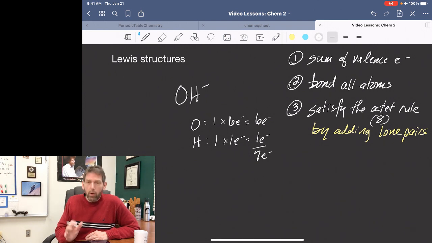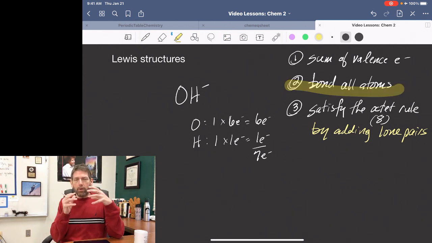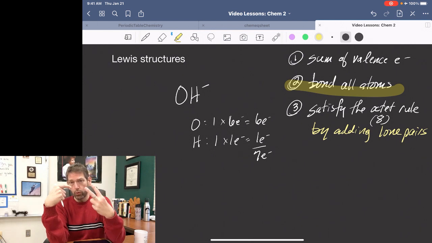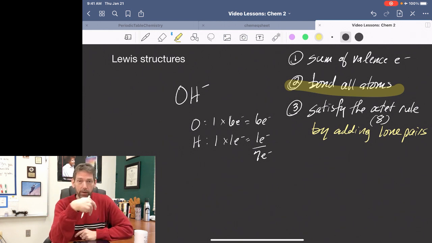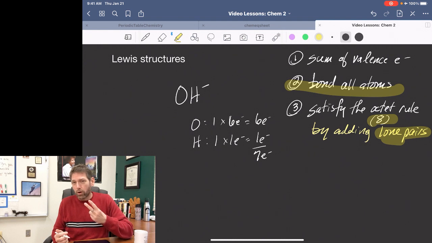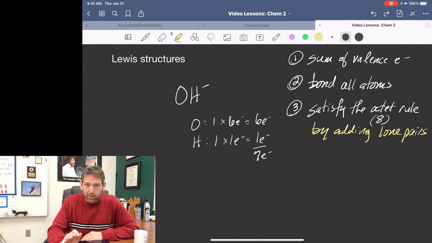So there's 7. Well, let's think about this. When we bond atoms, there's a sharing of electrons. So that's a pair of electrons. A bond is literally 2 electrons, 1 pair. That's an even number, not an odd number. Here we have 7 electrons. Something's not right. Then we're going to satisfy the octet rule, the 8, by adding lone pairs, right? Once again, that's 2 electrons when we're talking about 1 pair. So we look at this 7 and we realize something's not right.